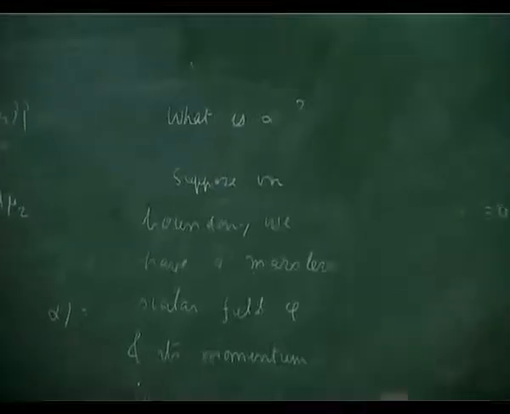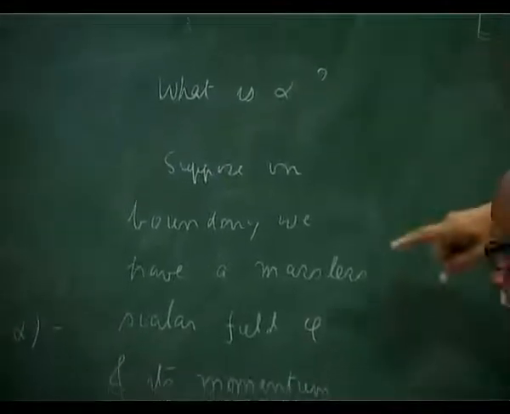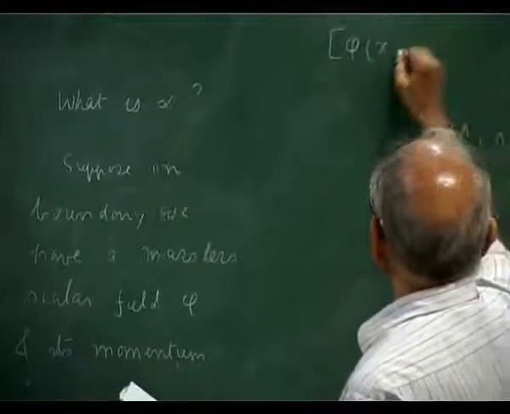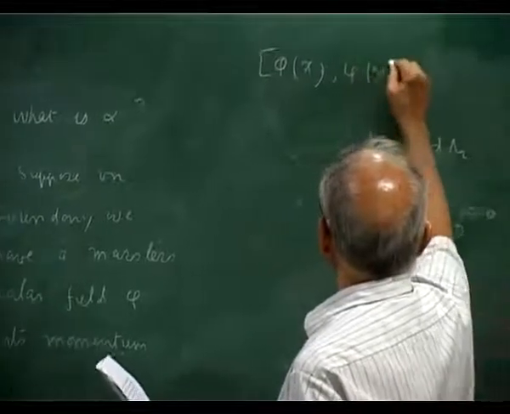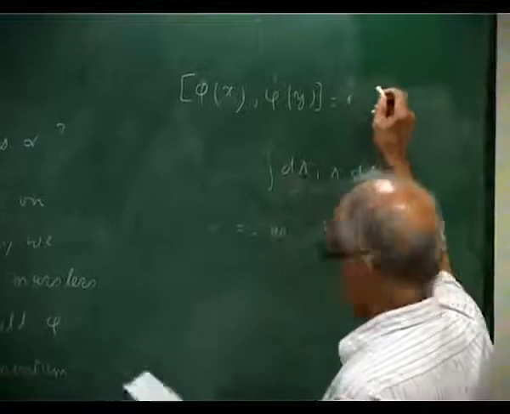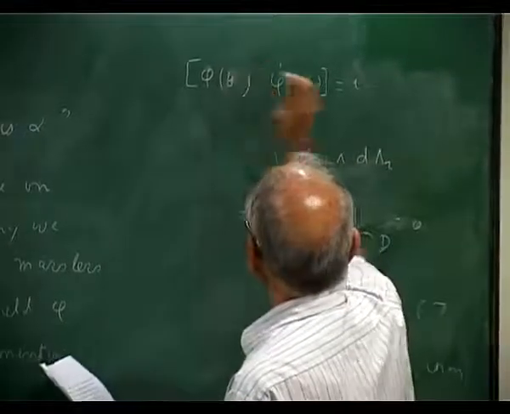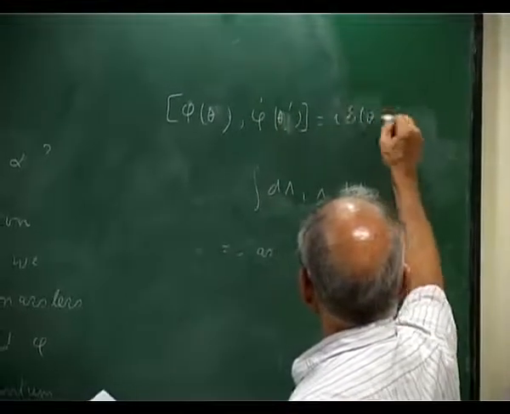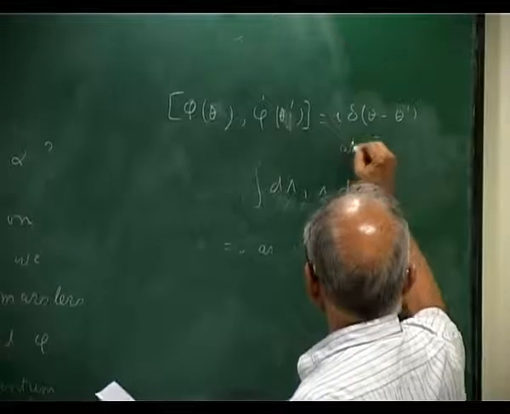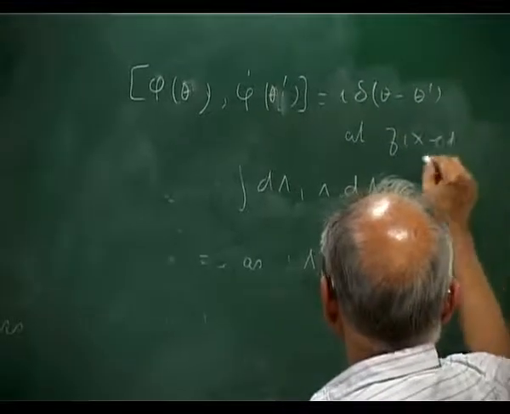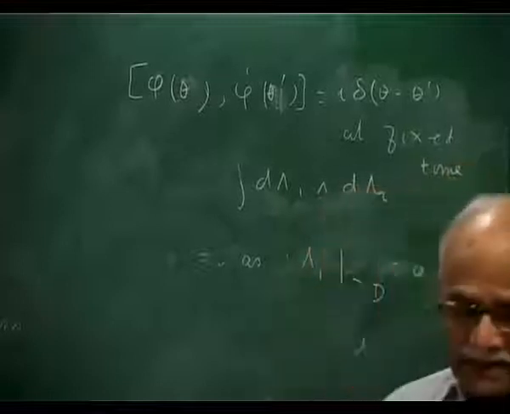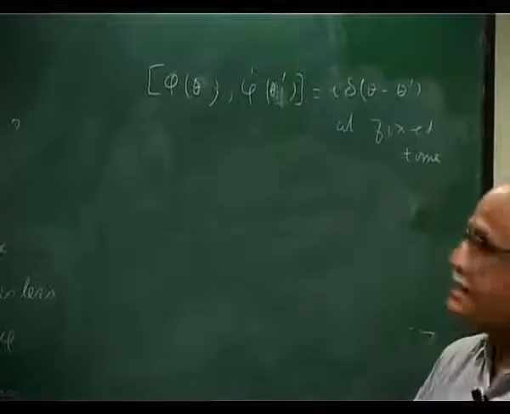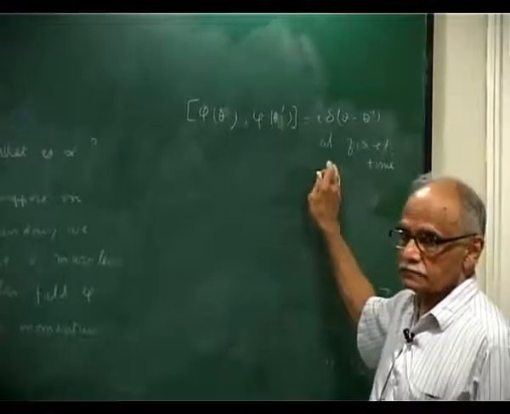I am assuming that at the boundary, I just want to see how to get a representation of this theory. So I am writing the commutator of phi dot at x and phi dot at y as I times theta prime delta of theta minus theta prime, at fixed time, where I have parameterized the boundary with an angle. This is the commutation relation of a massless scalar field.